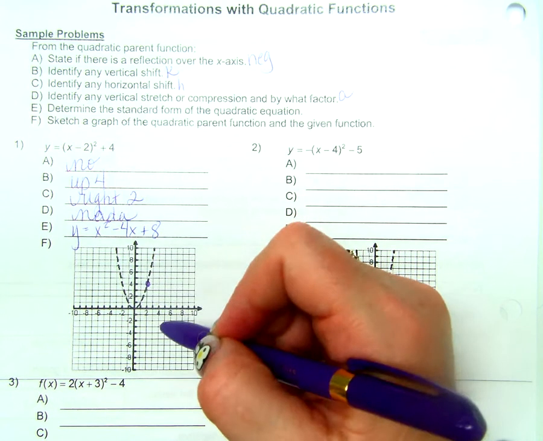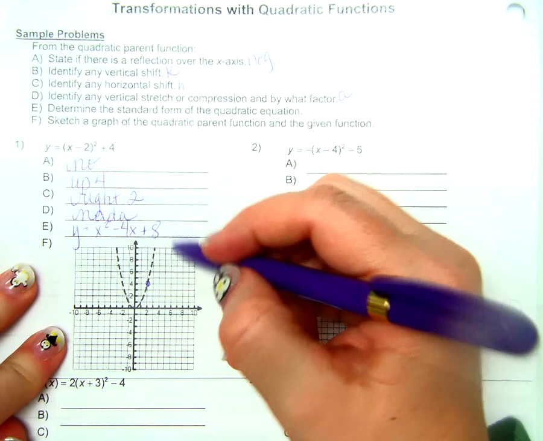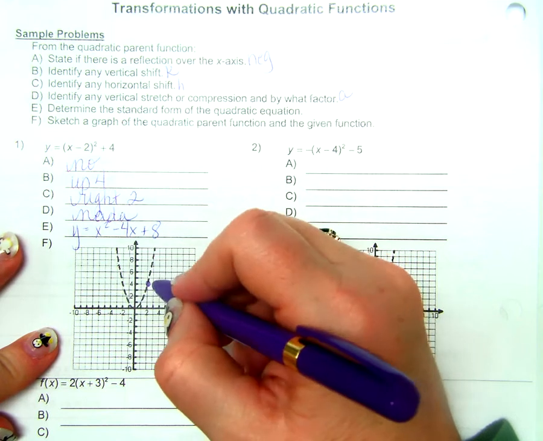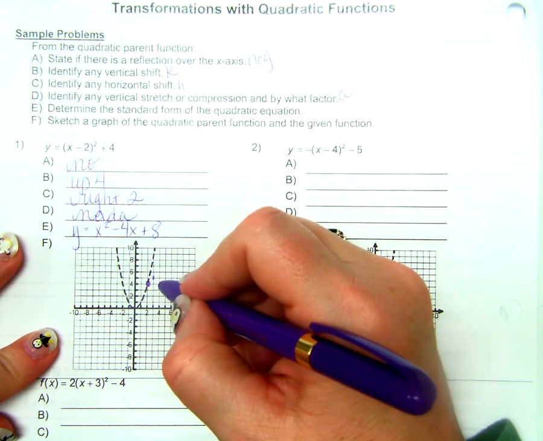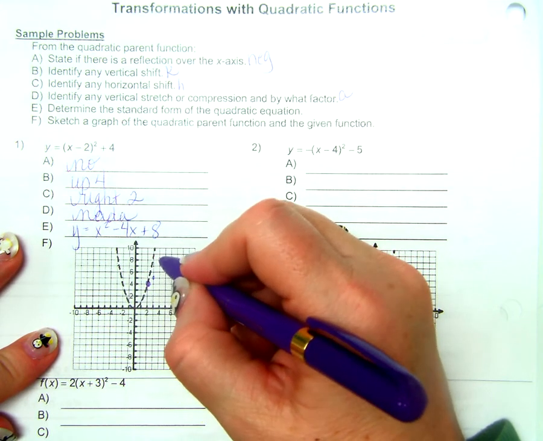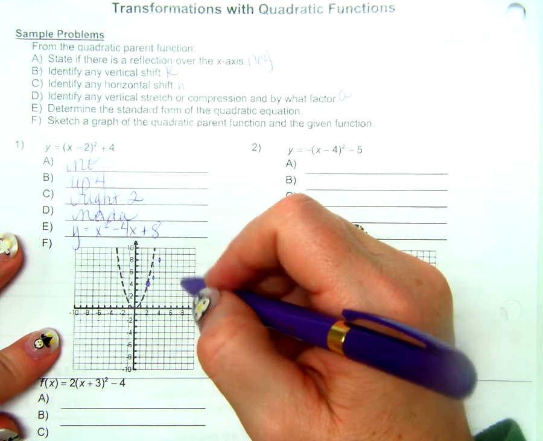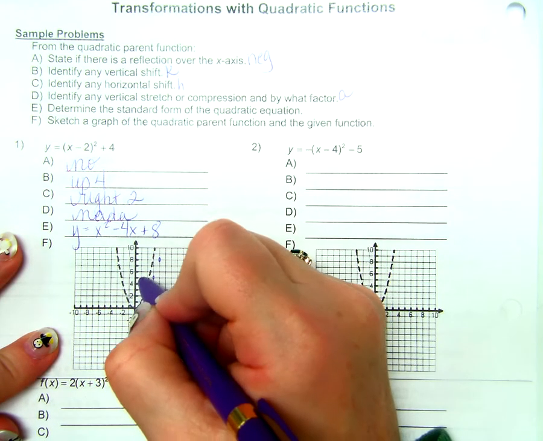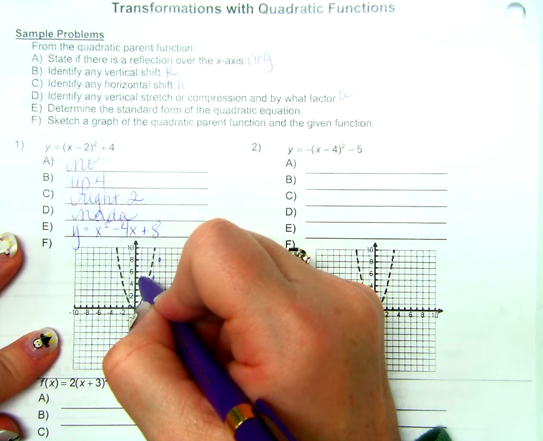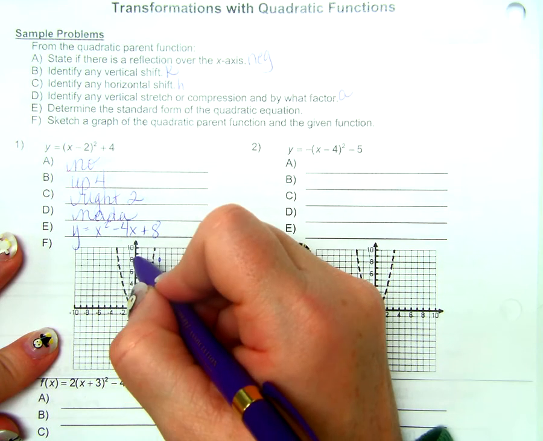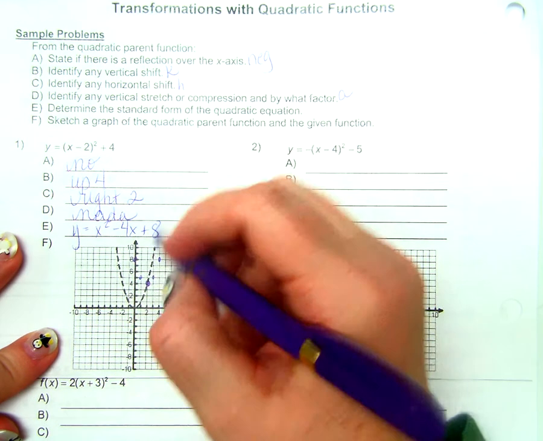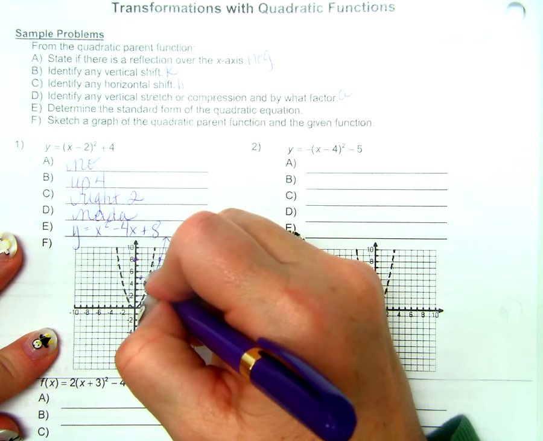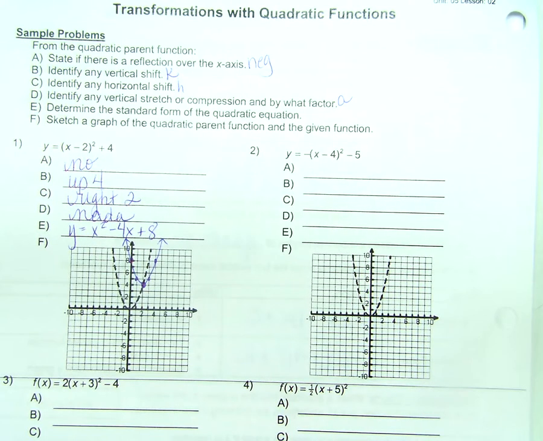Does that make sense? If I stayed the same shape, can't I just start at my vertex and go over 1 up 1 and over 2 up 4? And since I know parabolas are symmetric, I can go over 1 to the left and up 1, over 2 to the left and up 4, and have my parabola right there for me? Does that make sense? Good. Any questions on that?